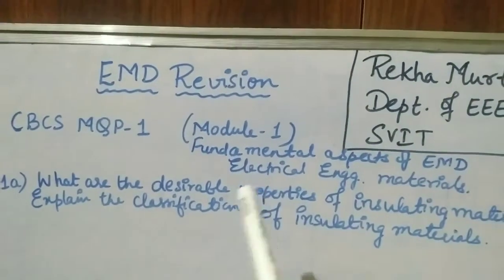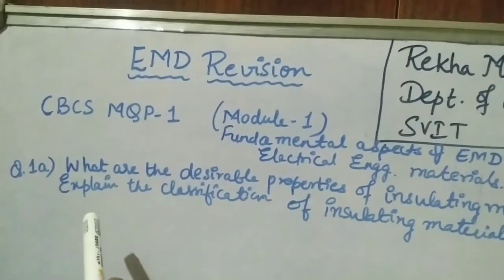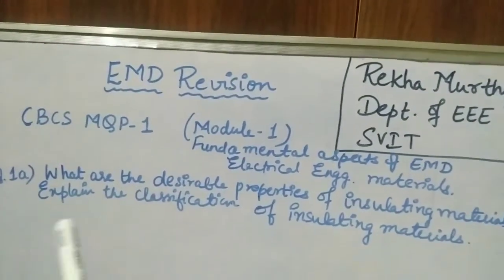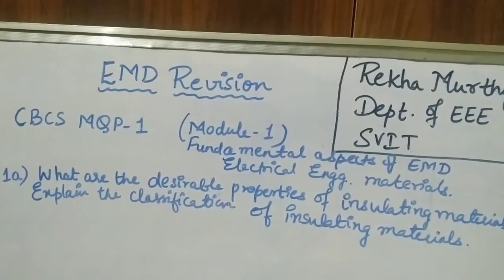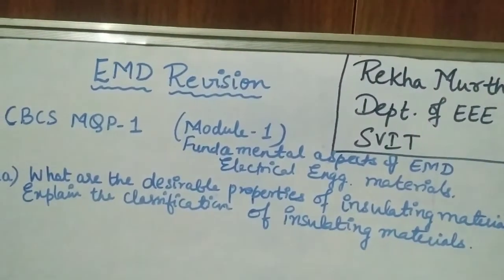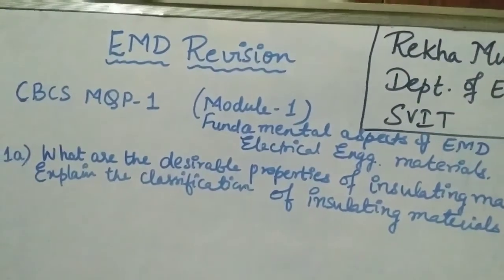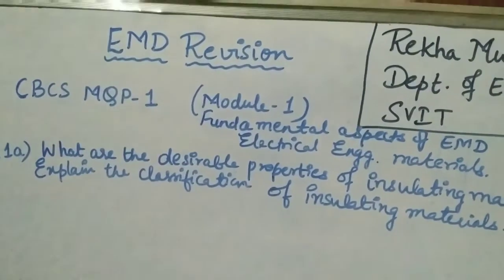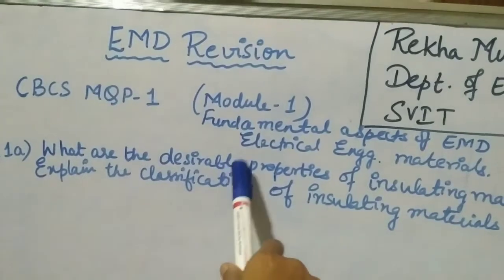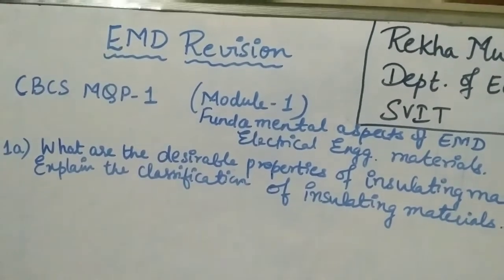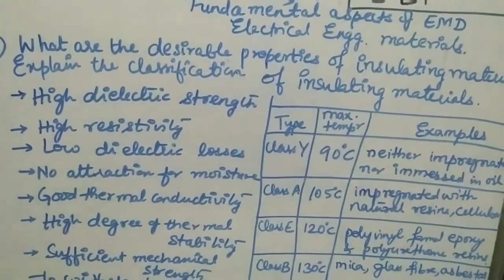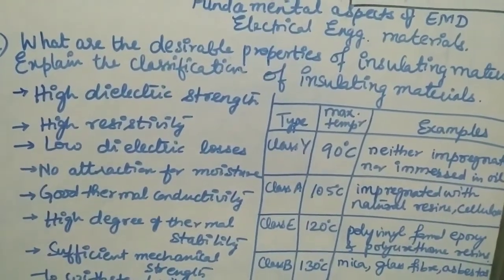From this topic, the first question which has been asked is, what are the desirable properties of insulating materials? Explain the classification of insulating materials. This was asked for 8 marks. So what you are going to expect to write? First we have to list out the standard desirable properties of an insulating material. Now let us do that.